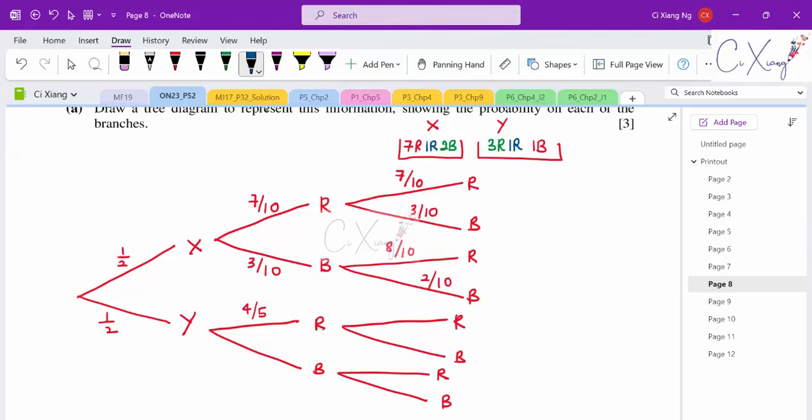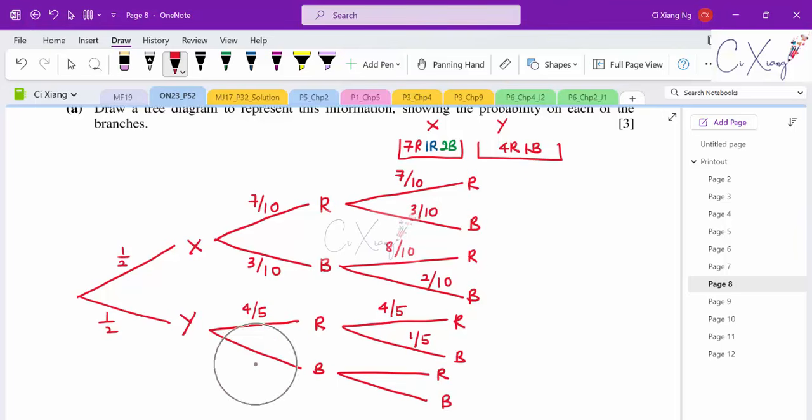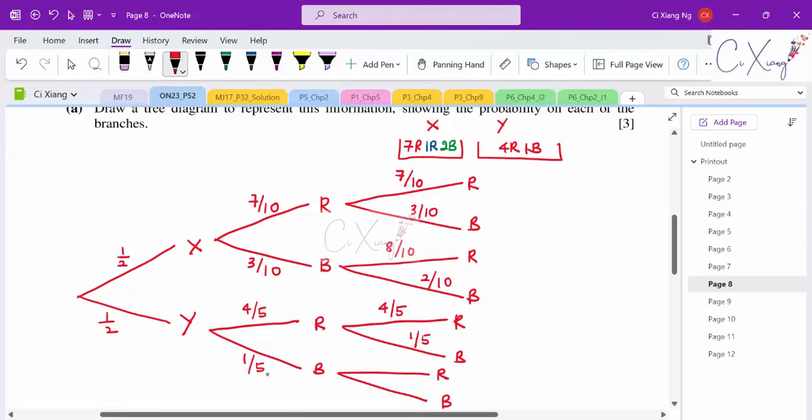Then to select the second marble, what's the probability of getting a red color marble? There are 5 marbles in total, and 4 of them are red color, so you're having 4 over 5. Then for the blue color one, it is the complement of R, so it should be 1 over 5. Then if we go back to our original status for bag Y, I'm having 4 red and 1 blue. What is the probability for me to select the first marble as blue? It will be 1 over 5. You can double check, these two probabilities total should be equal to 1.